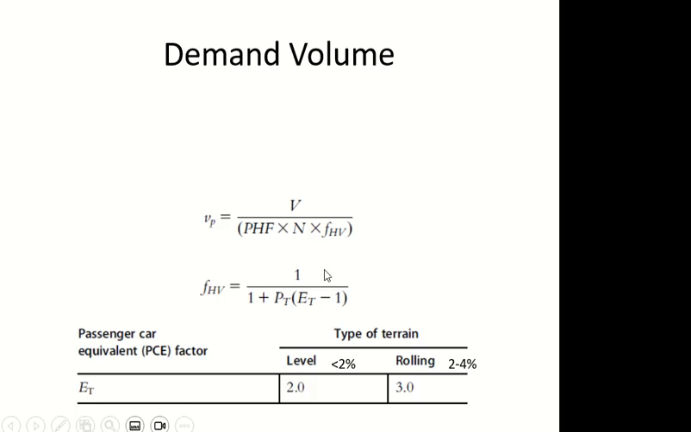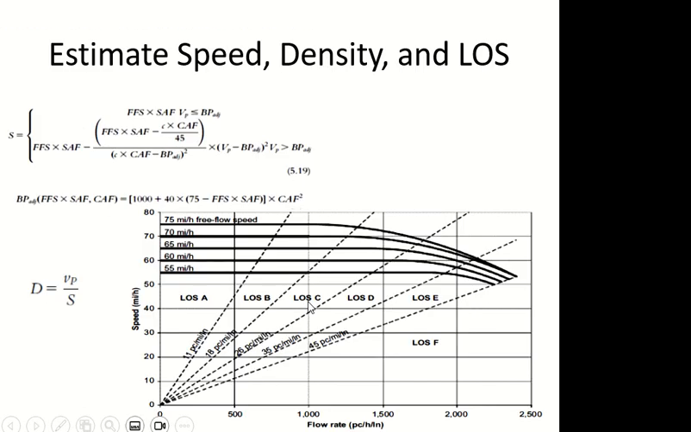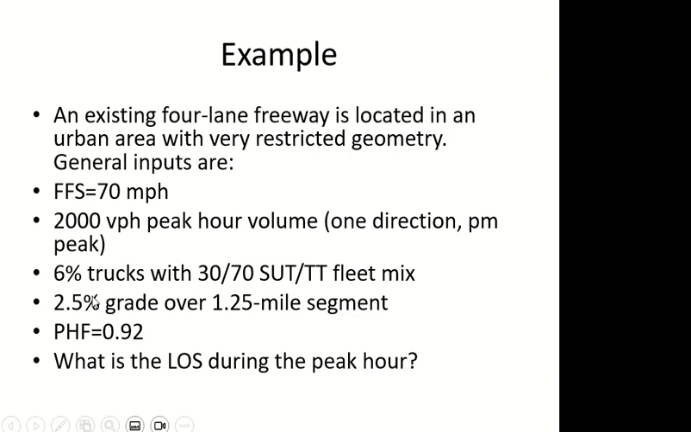This is the equation for the factor of heavy vehicles. Here I need the percentage of trucks and the equivalency factor for trucks. If I look at the question, the percentage of trucks is 6% and the equivalency factor depends upon the terrain, the gradient. Either the gradient is given or the terrain conditions are given. And I have a mix of 30-70.